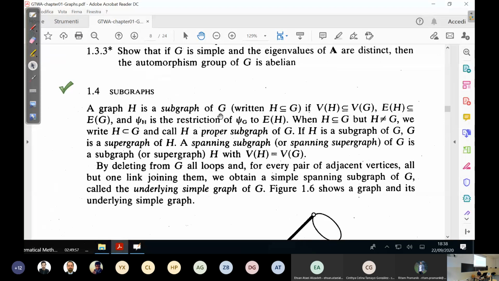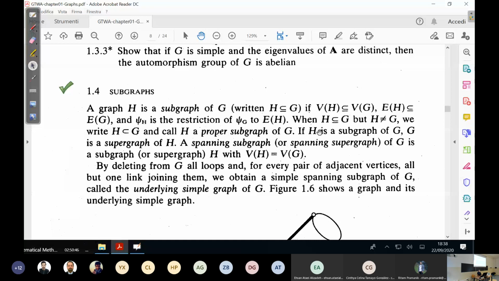terminology. A graph H is a subgraph of G. We shall write it like this. If V of H is a subset of V of G, E of H is a subset of E of G, and psi_H, the incidence function of H, is a restriction of the incidence function of G. You can also have equality here. You might have that V of H equals V of G, and maybe E of H is a proper subset of E of G. But of course, if you have equality here and equality here, then H is equal to G. They are the same graph.